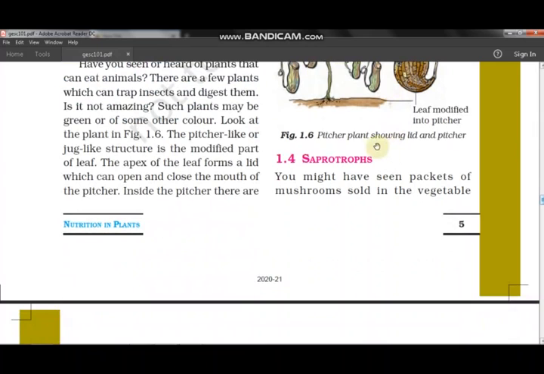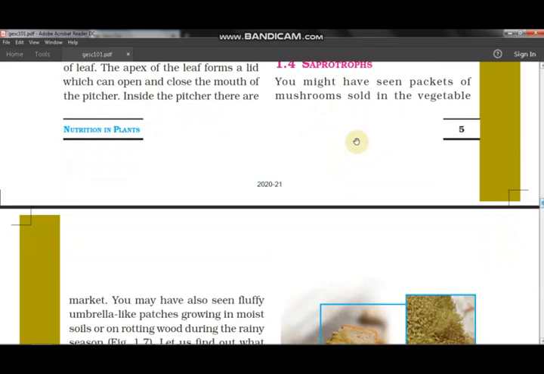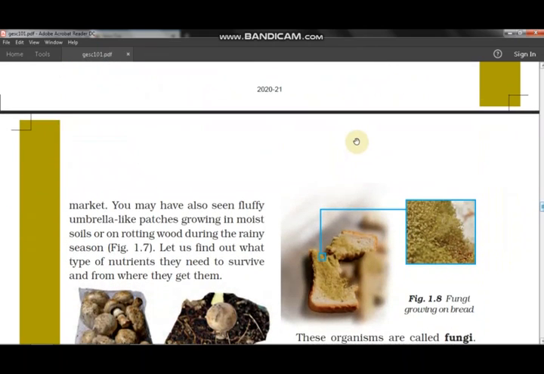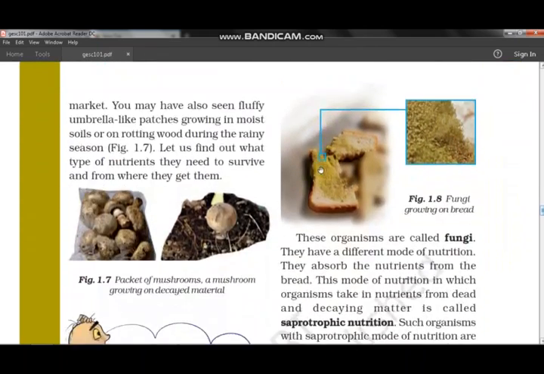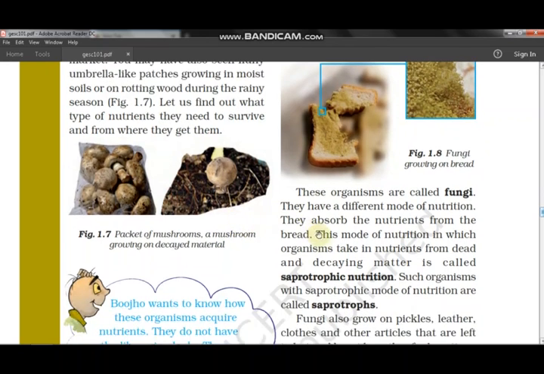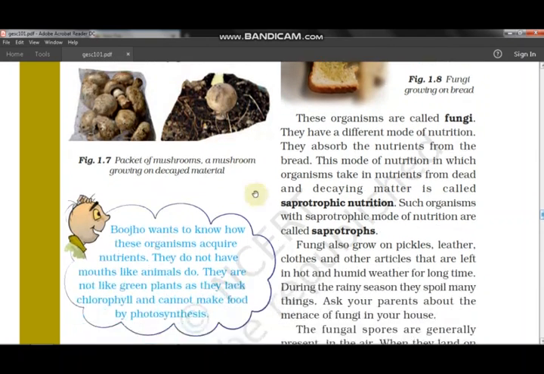After that, we have studied about saprotrophs. Saprotrophic nutrition is that kind of nutrition in which an organism gets its nutrients from rotten wood or dead and decaying matter. So the saprotrophic nutrition is what? In which the organism takes its nutrients from dead and decaying matter, like fungi growing on bread and mushrooms growing on rotten wood.